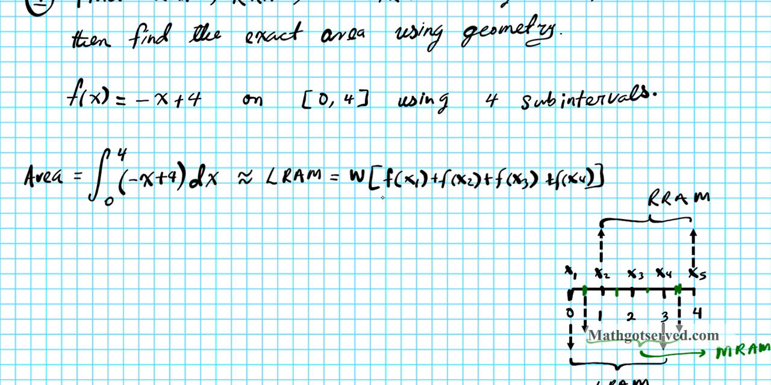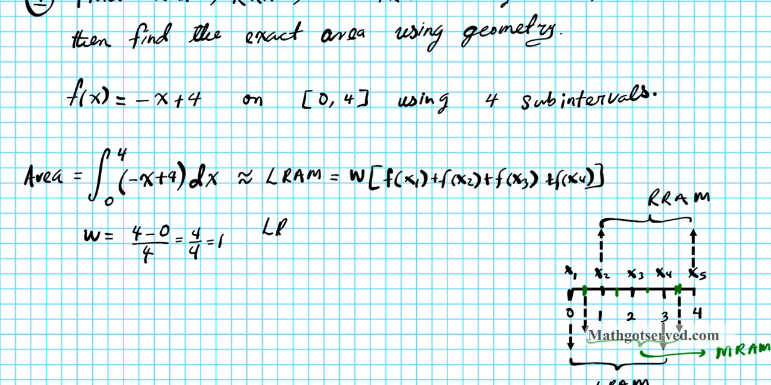We know that the width is 1, but how can we compute this using a formulaic approach? w is basically the length of the interval, 4 minus 0, divided by the number of subintervals you have, which is 4. So if you want to do this without looking at this setup, you can do it arithmetically using the length of the interval divided by the number of subintervals. So we can see it's 4 over 4, which is 1.